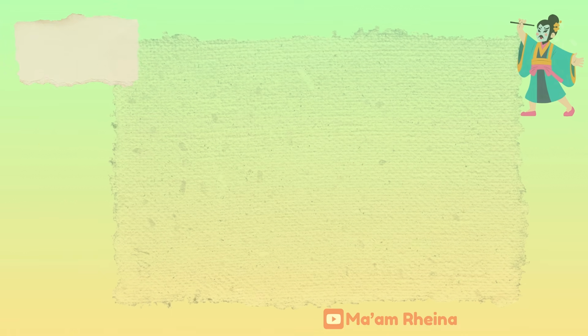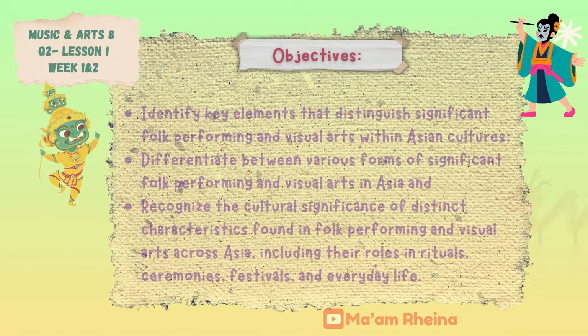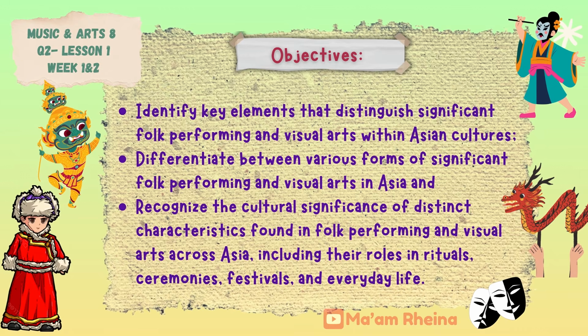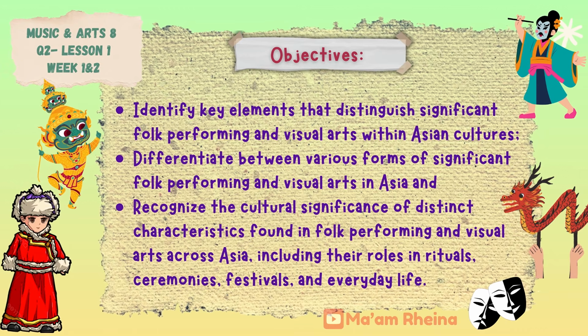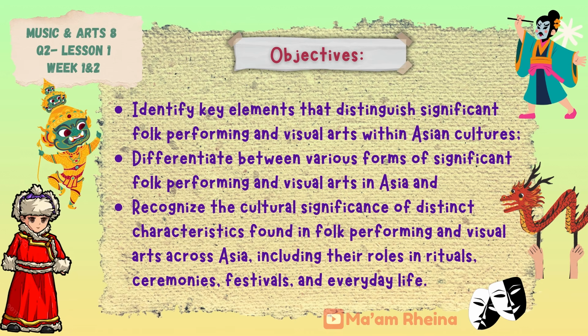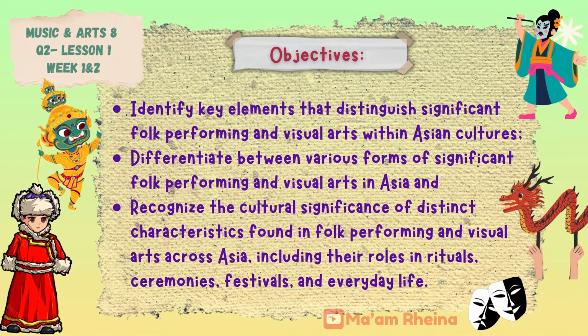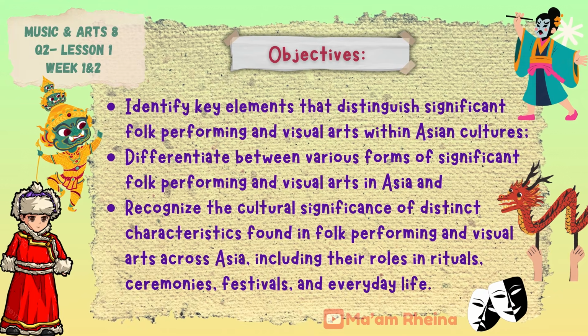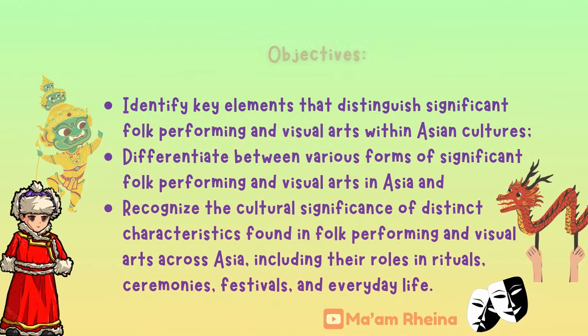By the end of our lesson, you should be able to do 3 important things. First, you will identify the key elements that make Asian folk performing and visual arts truly unique. Second, you will differentiate the different forms of significant folk performing and visual arts found across Asia. And third, you will recognize their cultural importance, how these arts play a role in rituals, ceremonies, festivals, and even in the everyday lives of people. So, are you ready to explore the beauty of Asian folk arts together?